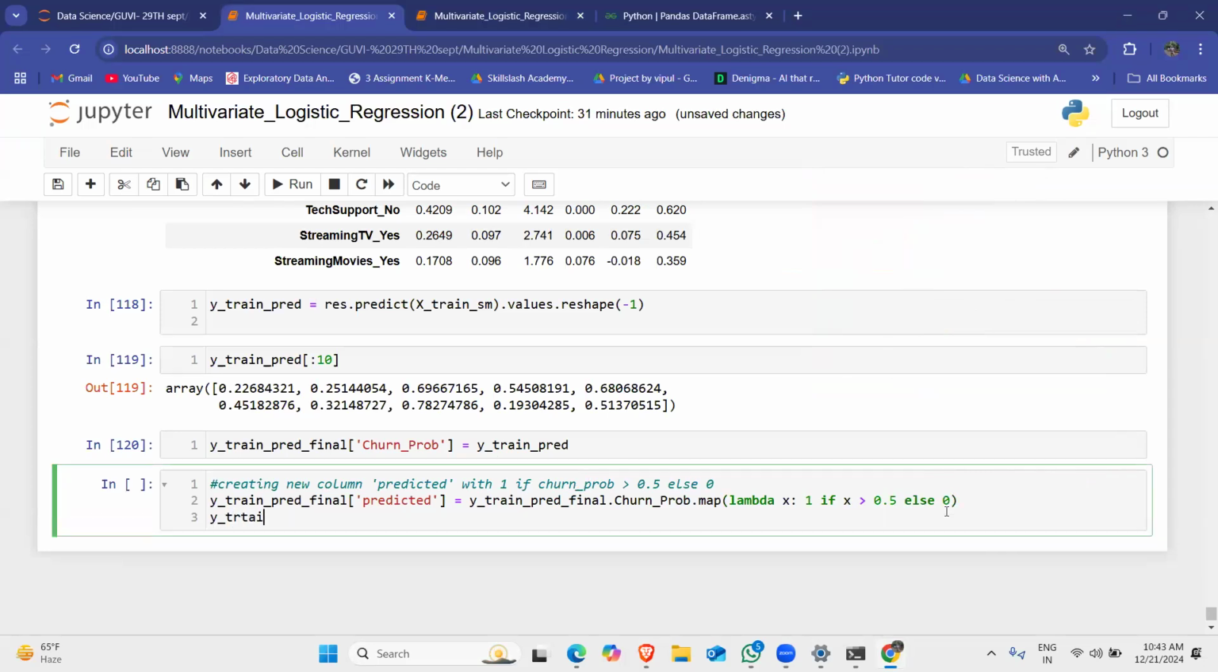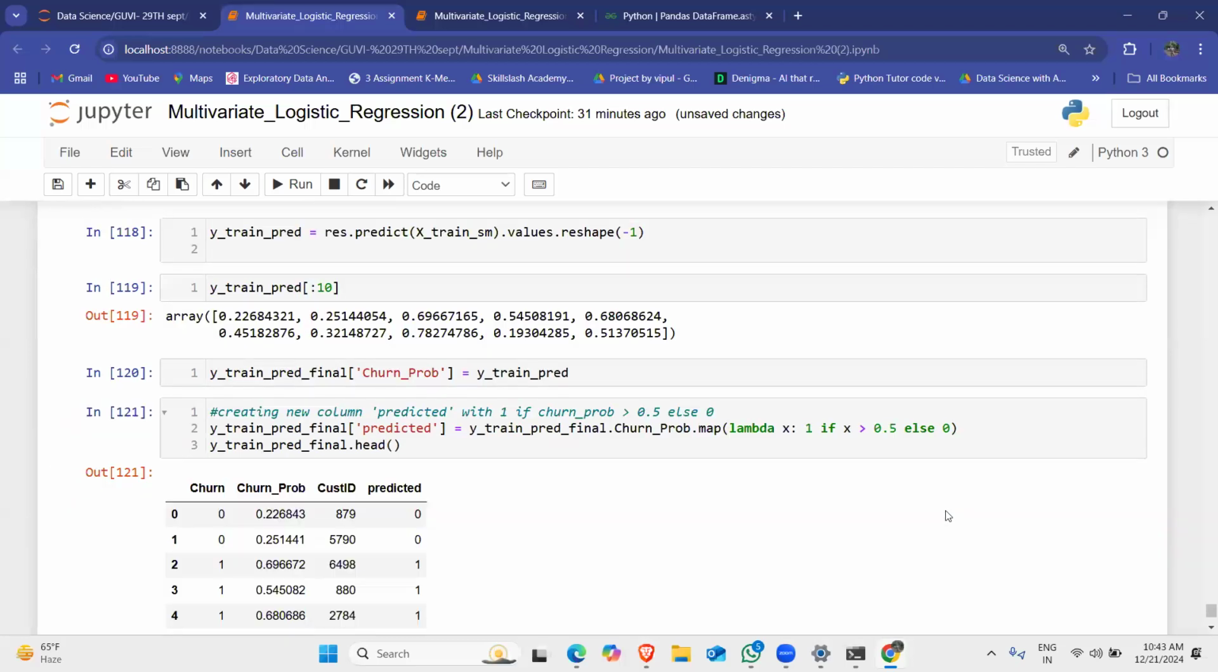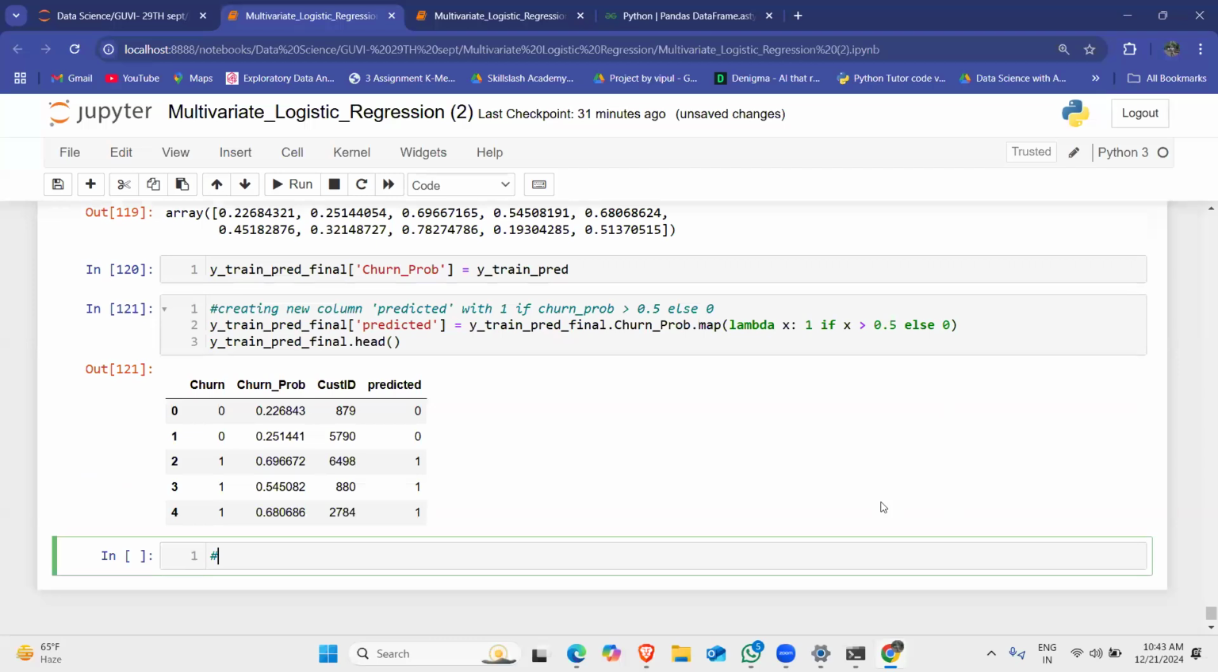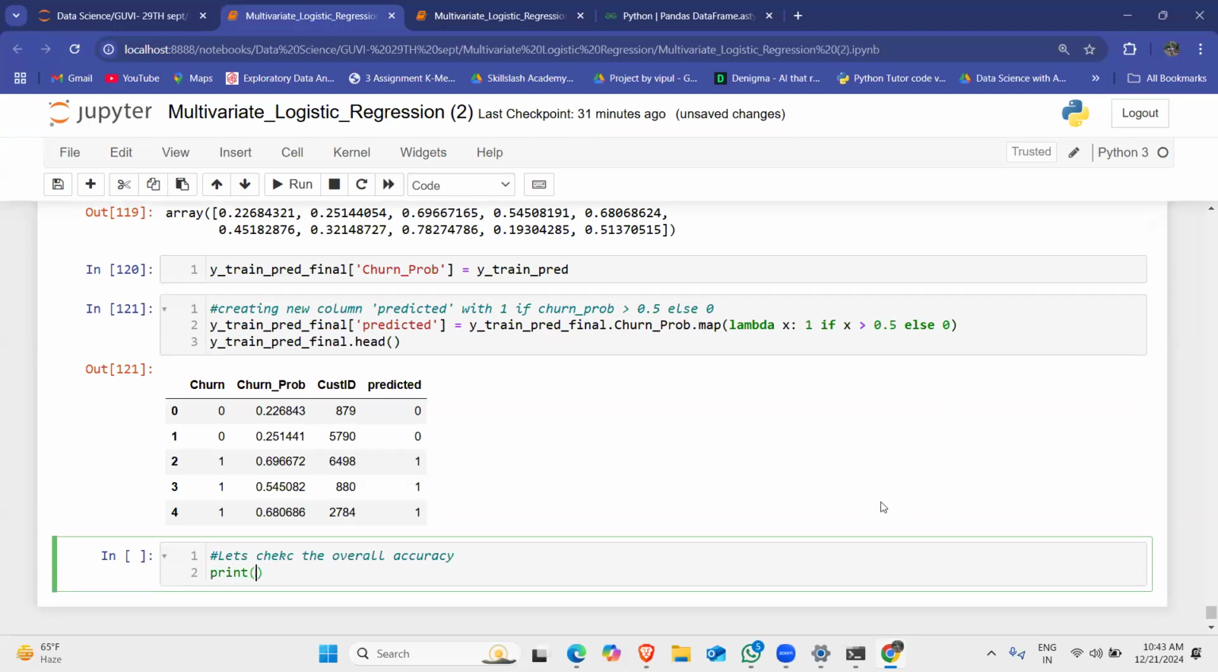And we'll write y_train_pred_final.head(). And now let us check the overall accuracy. So I'm going to print metrics.accuracy_score. Here we only need to write accuracy_score.